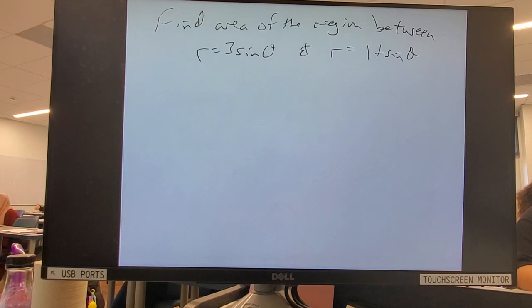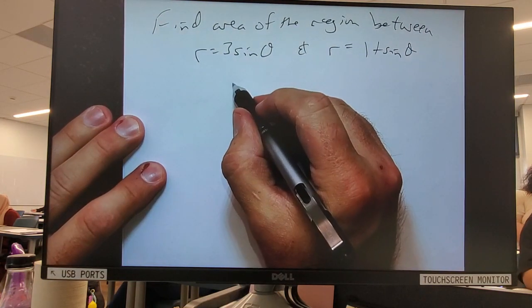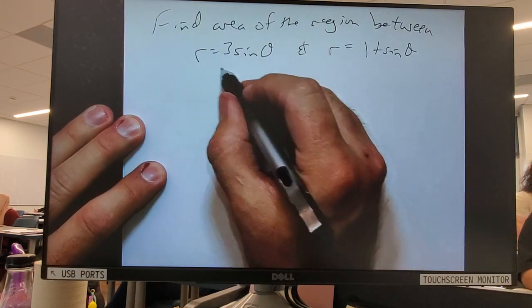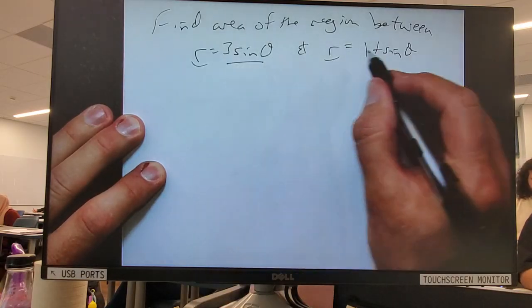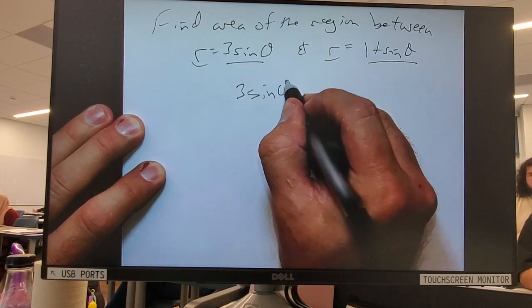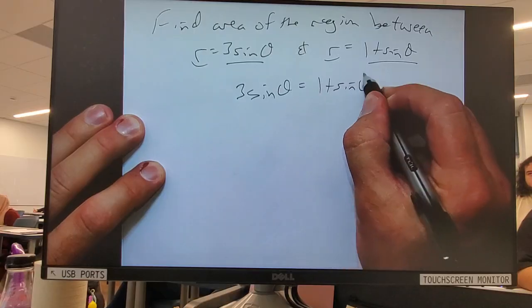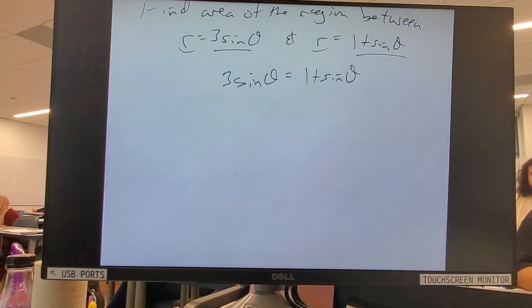How do I find out where these two things intersect? Set them equal to each other. So what would you get? Set up the equation. I'm going to make r equal r. So what do I get? 3 sine theta equals 1 plus sine theta. Okay, how do I solve that? Algebra should kick in now, right? I'm trying to solve for theta. I'm going to get all my theta stuff on one side, yes? So what do you get when you do that?